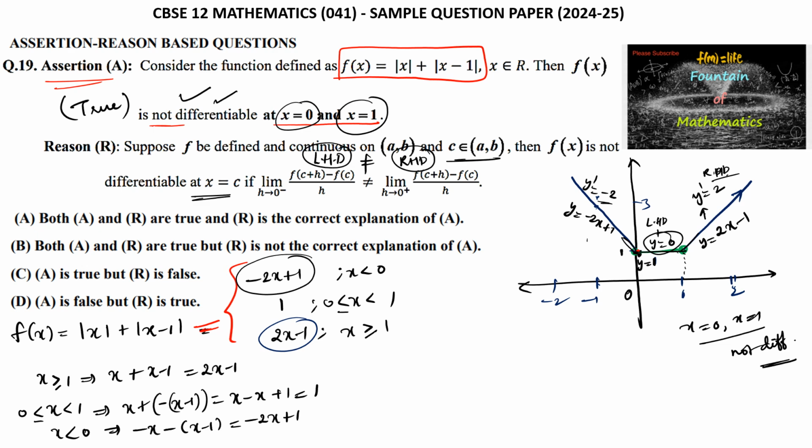So accordingly, the assertion also we got the same. Left hand derivative is not equal to right hand derivative at the two points x is equal to 0 and x is equal to 1. So we can say the reason is also true, and this is the correct explanation of the assertion. So option A is the answer.